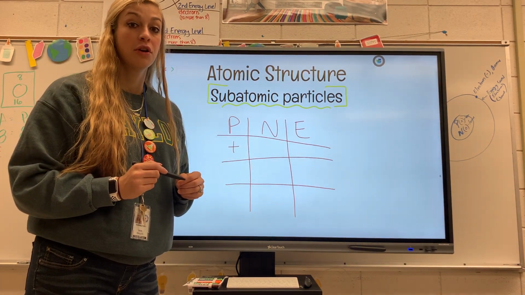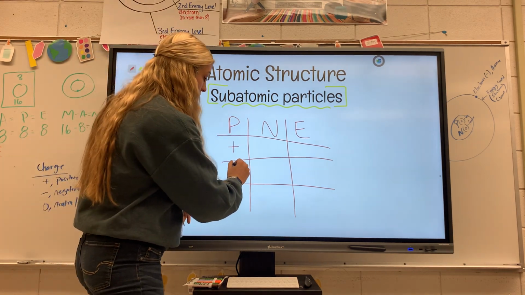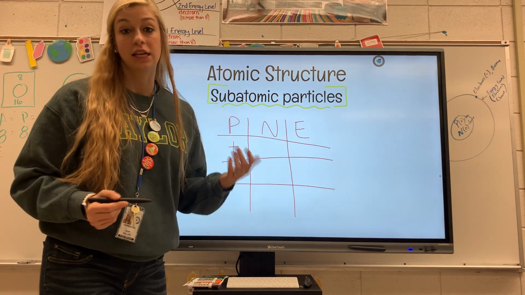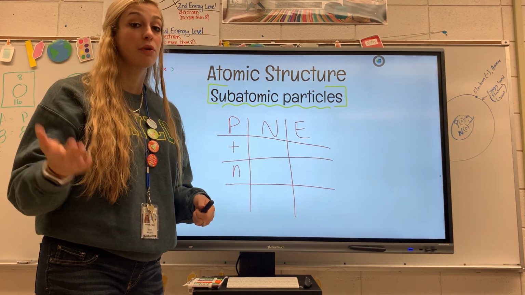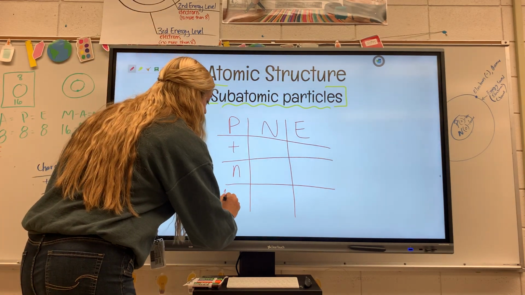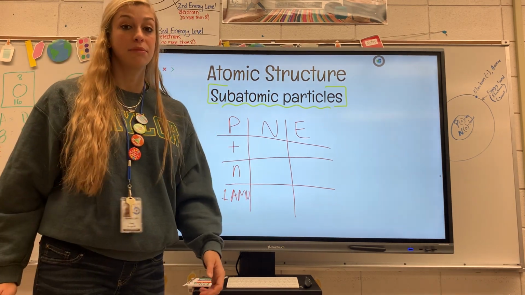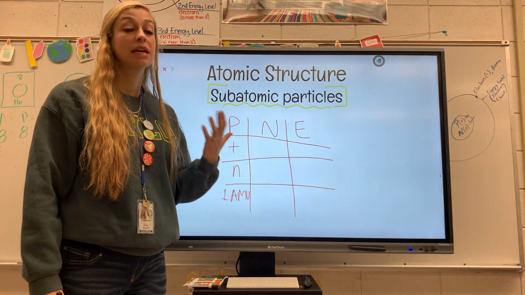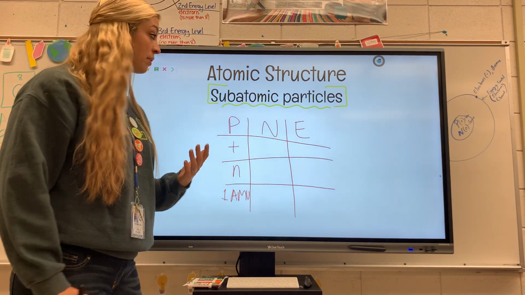Protons are positive. We need to know their location. Protons are in the nucleus. I'm just gonna abbreviate because I'm doing this for myself on my test. So it can be quick, it can be abbreviated. And the mass is 1 AMU. So you can abbreviate because you're doing this for yourself. It's just a quick little trick.